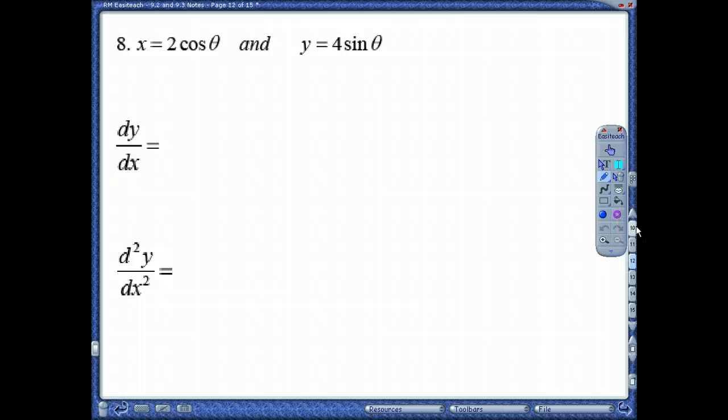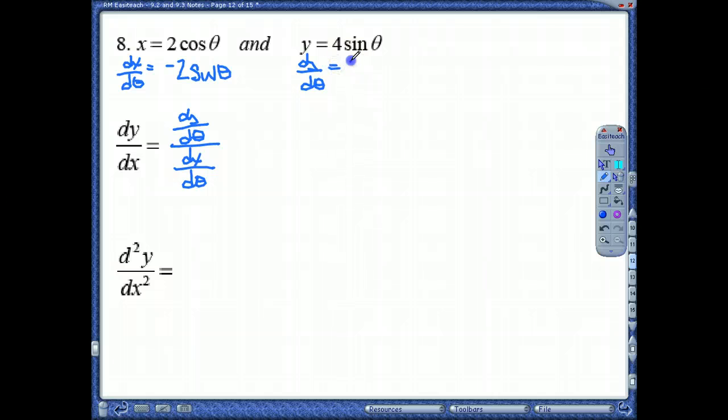So let's do that same concept with thetas involved. If we're going to be finding dy over dx, that means we're going to be finding dy d theta over dx d theta. Okay, same concept, same amount of fun. Well, when I find dx over d theta, that's going to be -2 sine of theta. For y, dy over d theta is going to be 4 cosine of theta. Plug them in and simplify away.